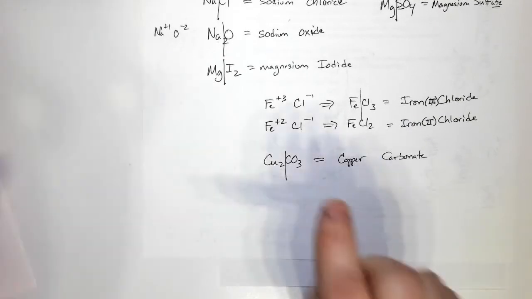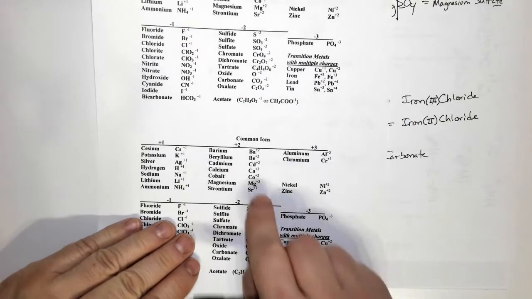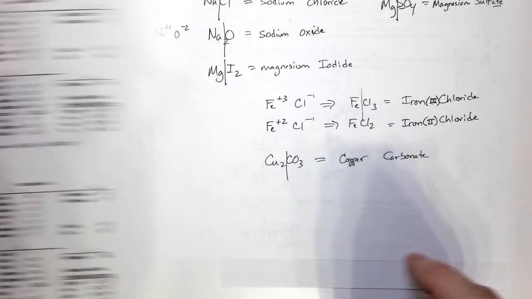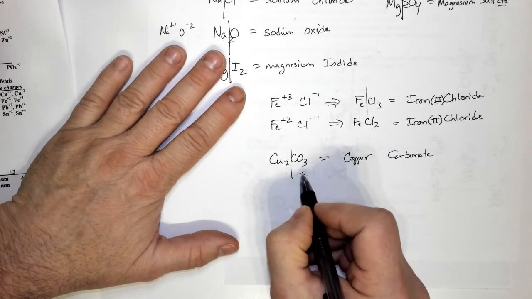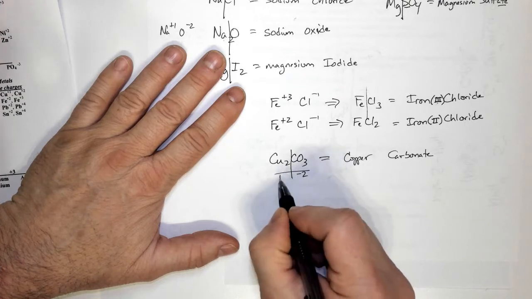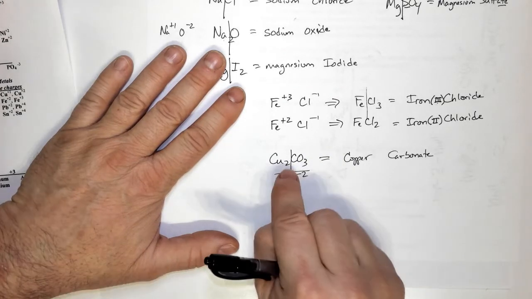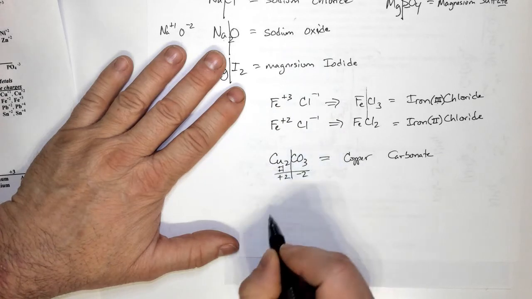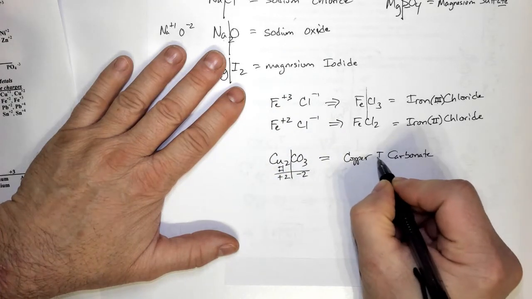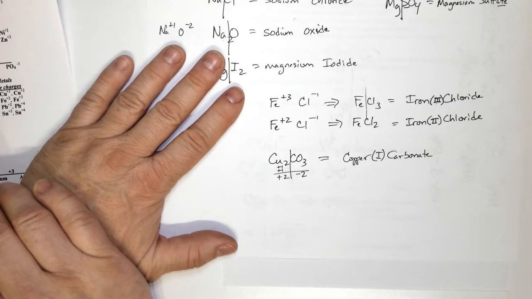Here's how I do it. I look at the negative ion. It is carbonate. It is -2. There's only one of them because there's no bracket around it. So this side has to have a +2 charge to balance. So that means each copper must be worth 1 to get up to a +2. So this is copper 1 carbonate.